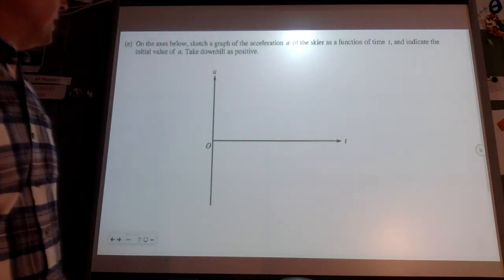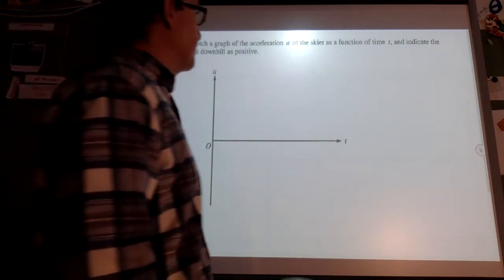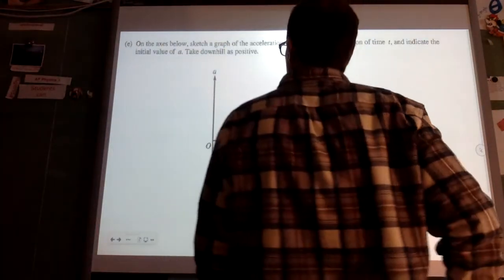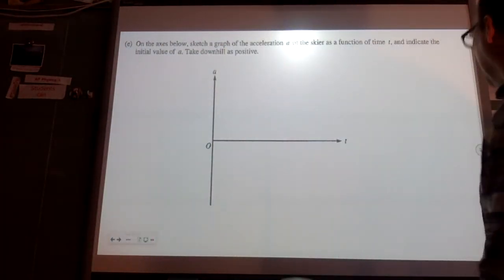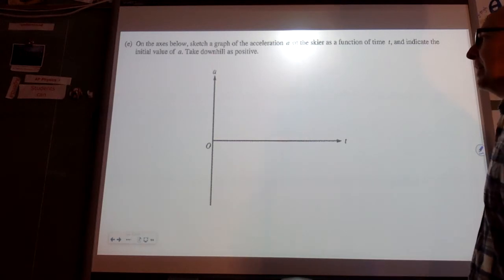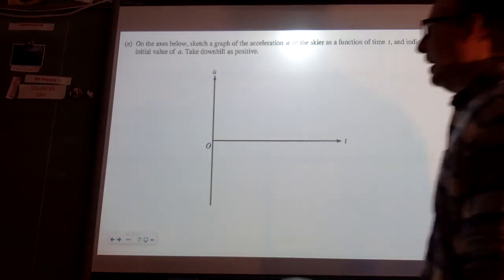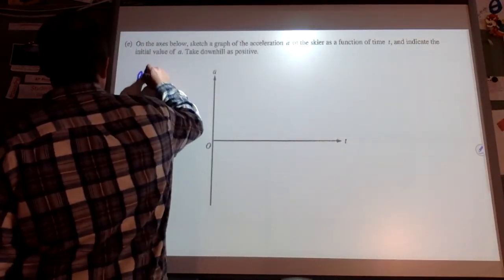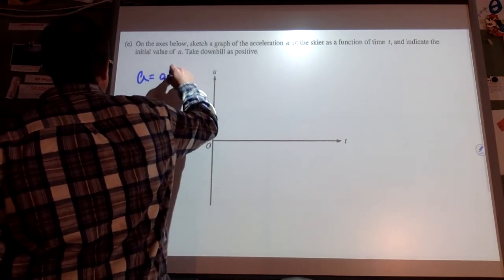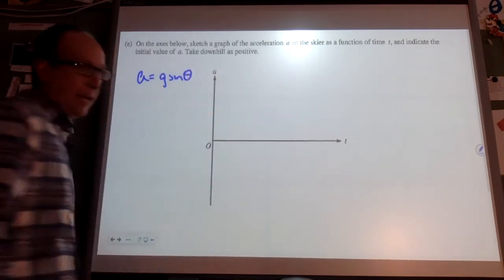On the axes below, sketch a graph of the acceleration a of the skier as a function of time and indicate the initial value of a. Take downhill as positive. All right, so our a is going to start off being g sine of theta.